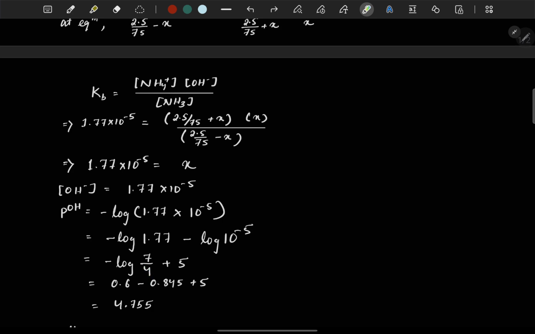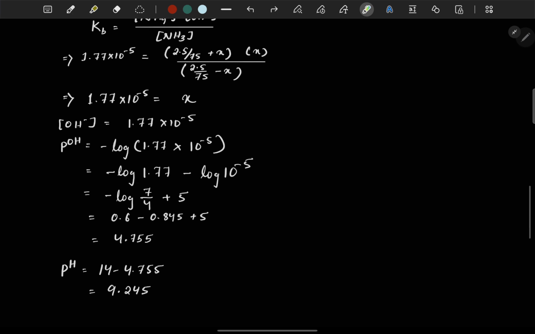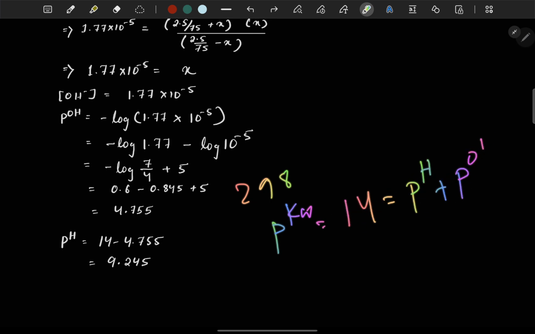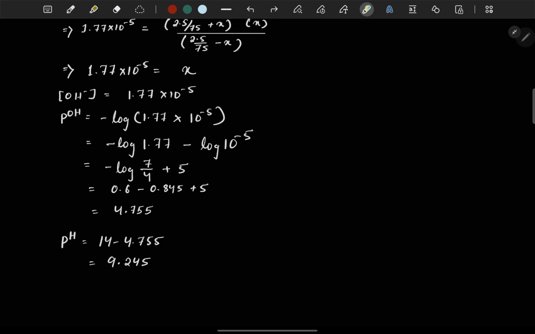We all know log A by B is equal to log A minus log B. So multiplied with minus, this will be log 4 minus log 7. The value of log 4 is 0.6, while the value of log 7 is equal to 0.845. So this will give 4.755. This is the value of pOH. But we all know again at 298 Kelvin, pKw is equal to 14, which is equal to pH plus pOH. Now the pH will be 14 minus pOH, that will become 9.245.